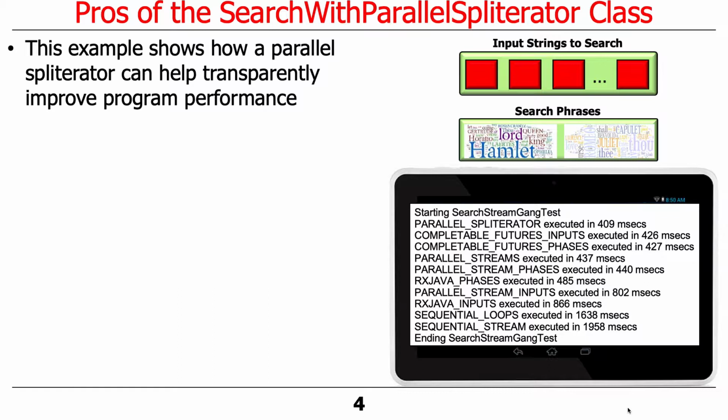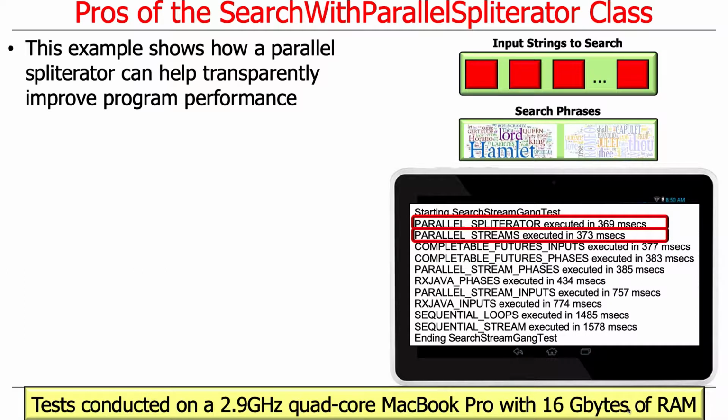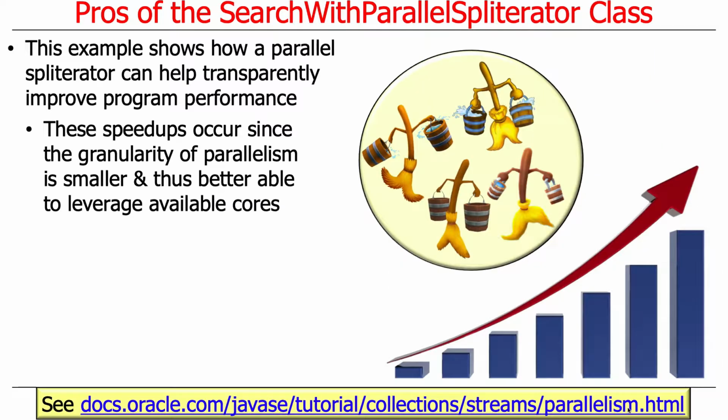And one of the nice things about this is that this version ran faster than the parallel streams version on this particular platform, which had 4 cores and a 2.7 gigahertz processor. You can get even better performance if you have a faster processor. My Mac is a little faster, so it runs faster.